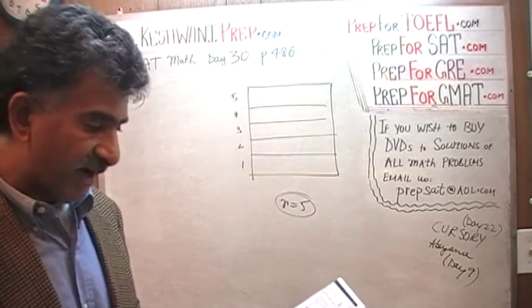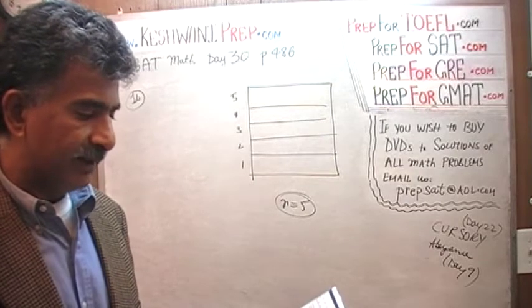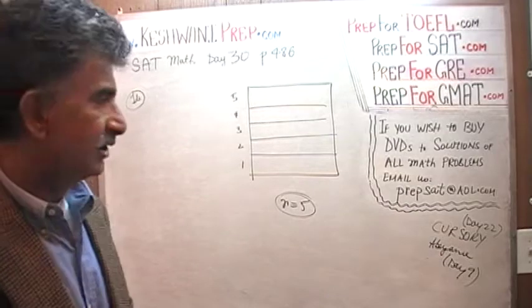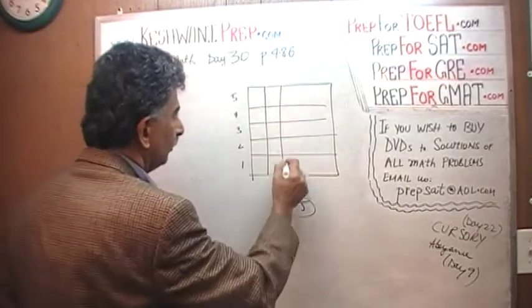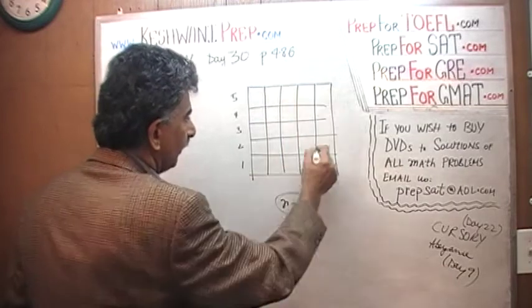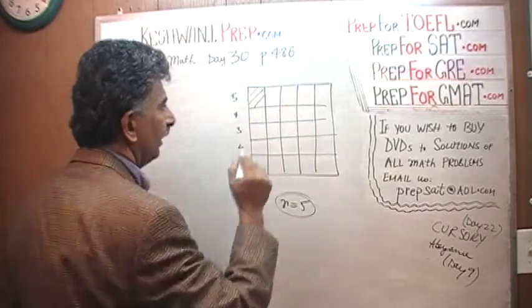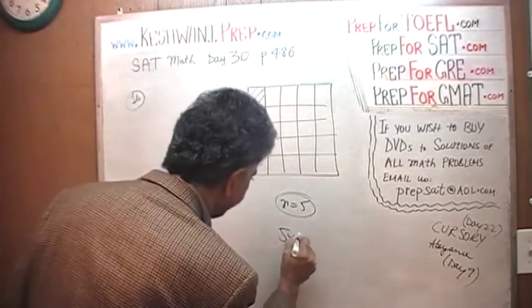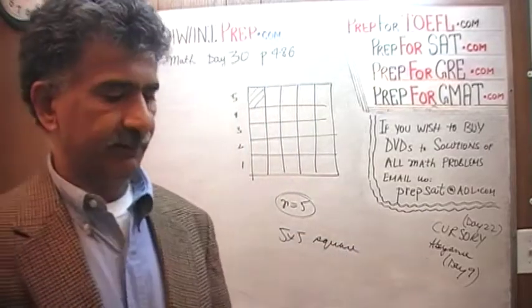I'm going to read the question now. On a square game board that is divided into 5 rows of 5 squares each. There you go, 5 squares each: 1, 2, 3, 4 and 5. Each of them is 5 squares. This is 5 by 5. It's a 5 by 5 square. What is the question asking?